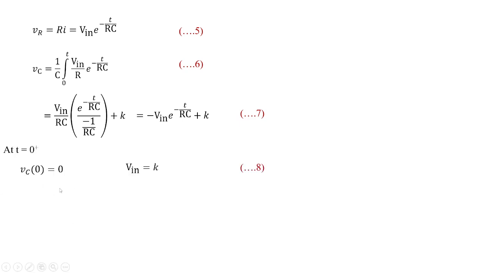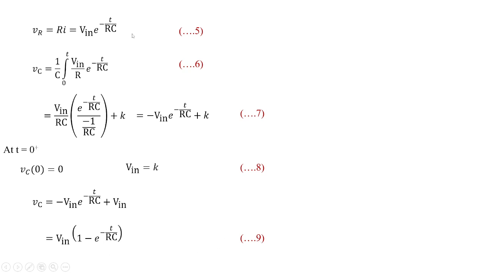And at initial conditions, the capacitor voltage was 0, so K becomes V in, and hence Vc will be equivalent to minus V in e to the power of minus t by RC plus V in. On the whole, the voltage across the capacitor would be equivalent to V in of 1 minus e to the power of minus t by RC. Means the capacitor is completely charged at steady state conditions. This we are treating as equation 9.